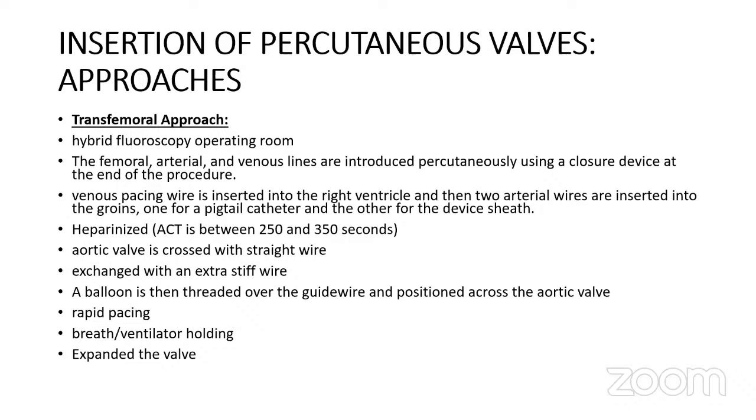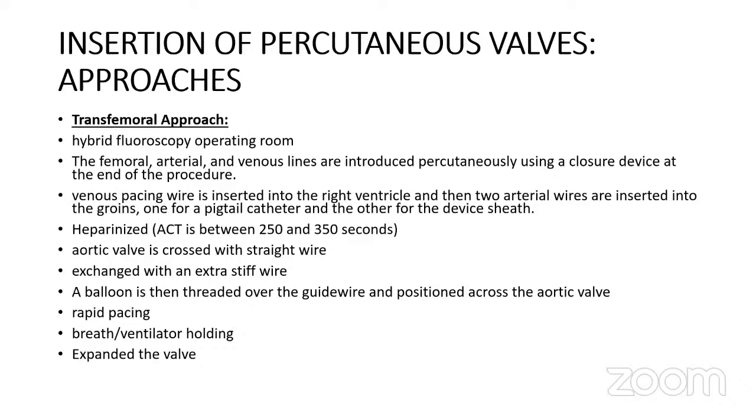For the insertion of the percutaneous valve through the transfemoral approach, it should be done in a hybrid fluoroscopic room with the femoral artery and venous line introduced percutaneously, using a closure device at the end of the procedure, or we can do it with the open technique and open the groin and expose the femoral artery and vein, which decreases the vascular complications.